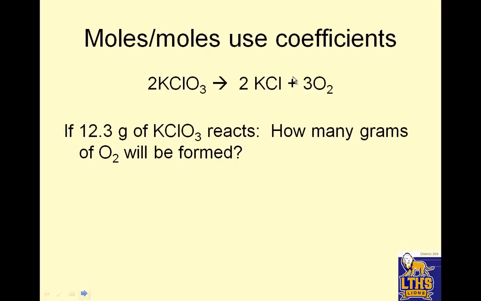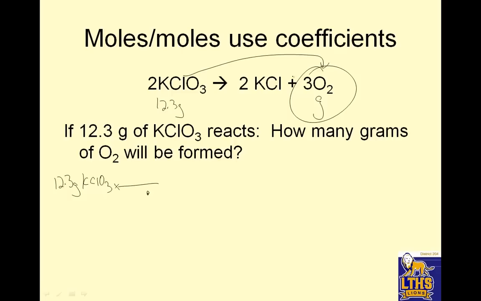So let's add some units on the end. If I have 12.3 grams of KClO3, how many grams of O2 will be formed? I like to label this so I know where I'm going. And what am I going to have to go through? What I always go through, moles. So 12.3 grams of KClO3 times dividing bar, grams of KClO3, and moles of KClO3. Now 1 goes with moles, and I'm going to make an equality here. So 1 goes with moles, and little g stands for go to the periodic table.